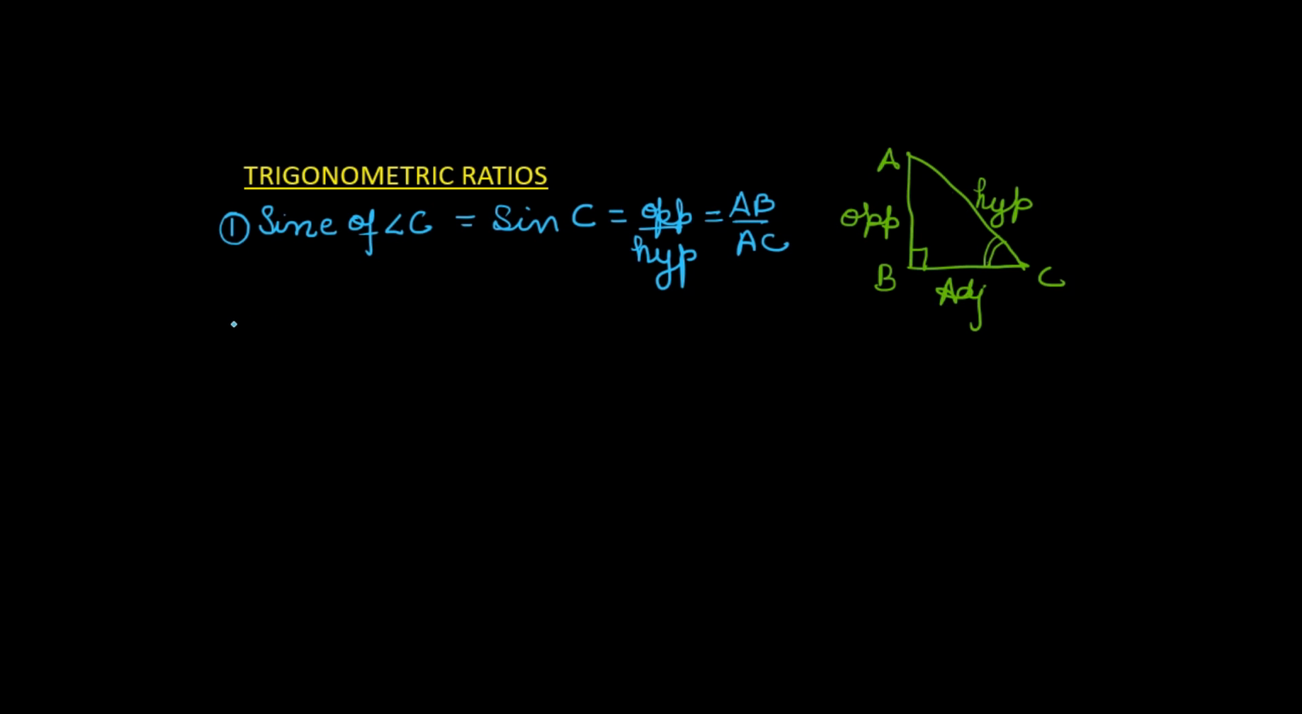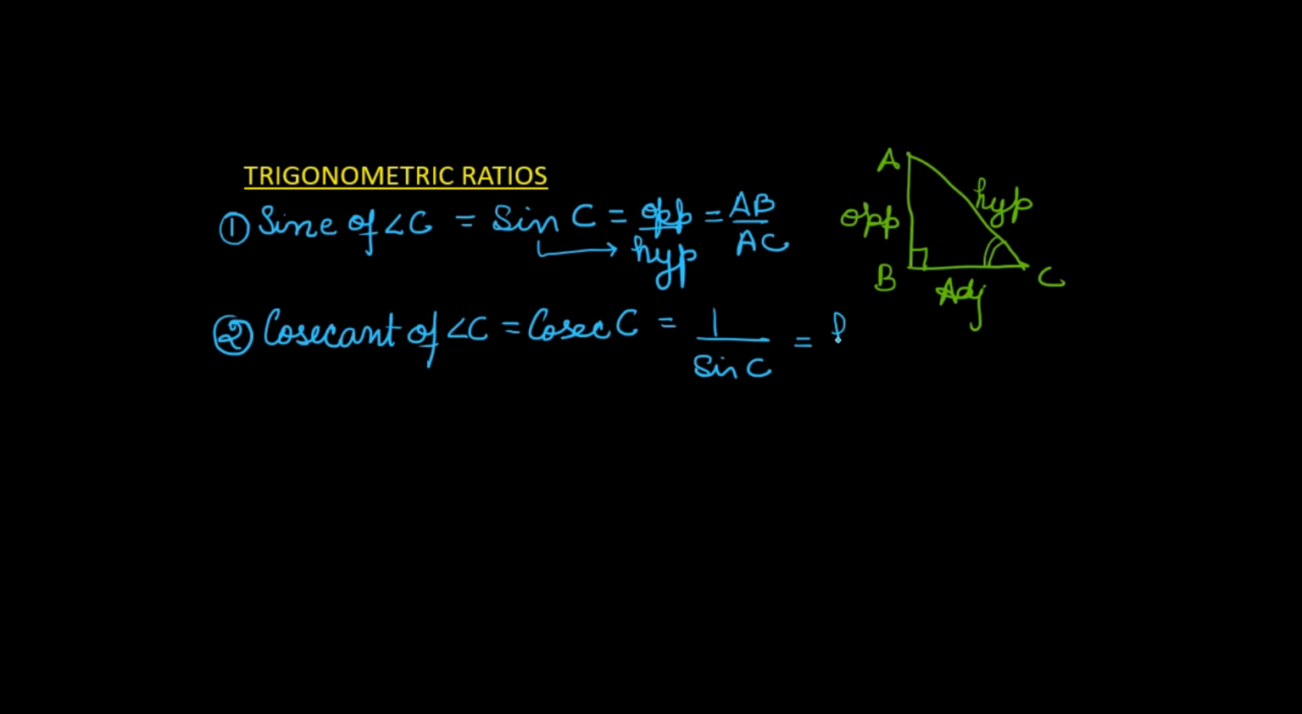The second trigonometric ratio is cosecant, which is abbreviated as cosec followed by the angle C. This is the reciprocal of the ratio sine of C. Now sine of C is opposite over hypotenuse. So cosec of C, being the reciprocal, will be hypotenuse over opposite. Hypotenuse is AC over opposite is AB.